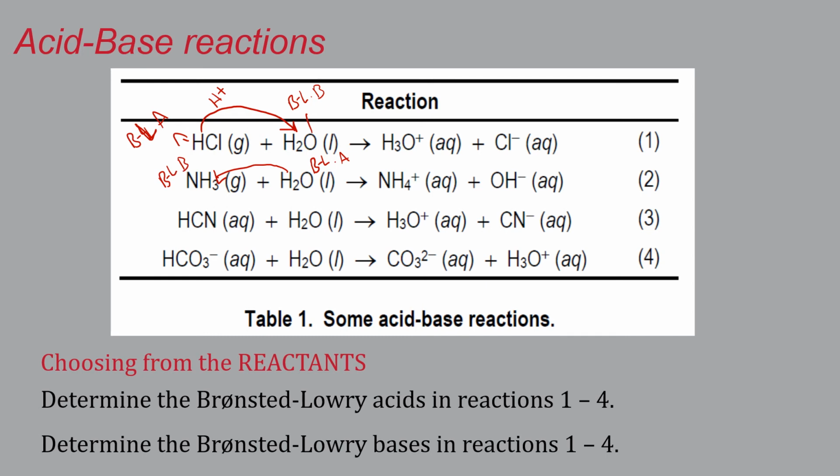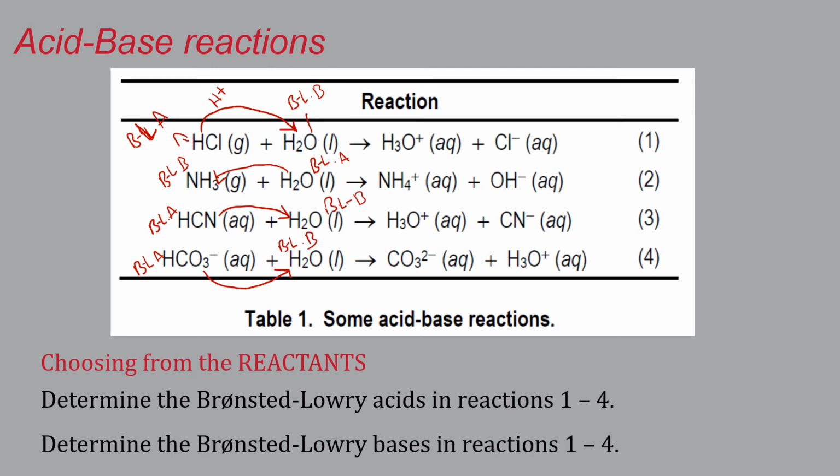For HCN, it looks like the proton transfer went from the HCN to the water to make hydronium and cyanide. So in this case, we've got the Bronsted-Lowry acid, and here we've got the Bronsted-Lowry base. And for the last one, again, it looks like the proton went from the bicarbonate to the water. And so again, the bicarbonate is going to be the Bronsted-Lowry acid, and the water is the Bronsted-Lowry base. All right, so they've all been labeled.